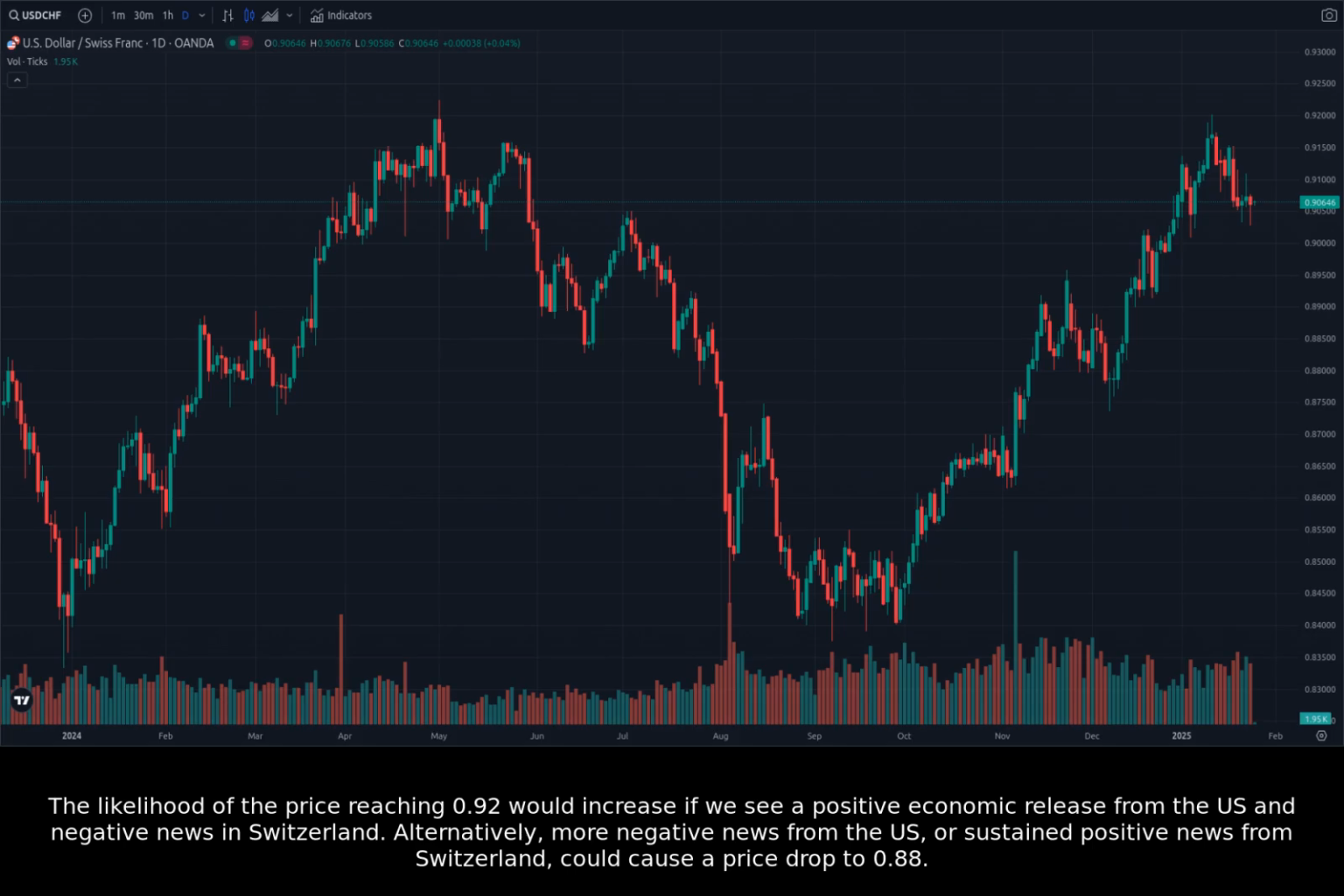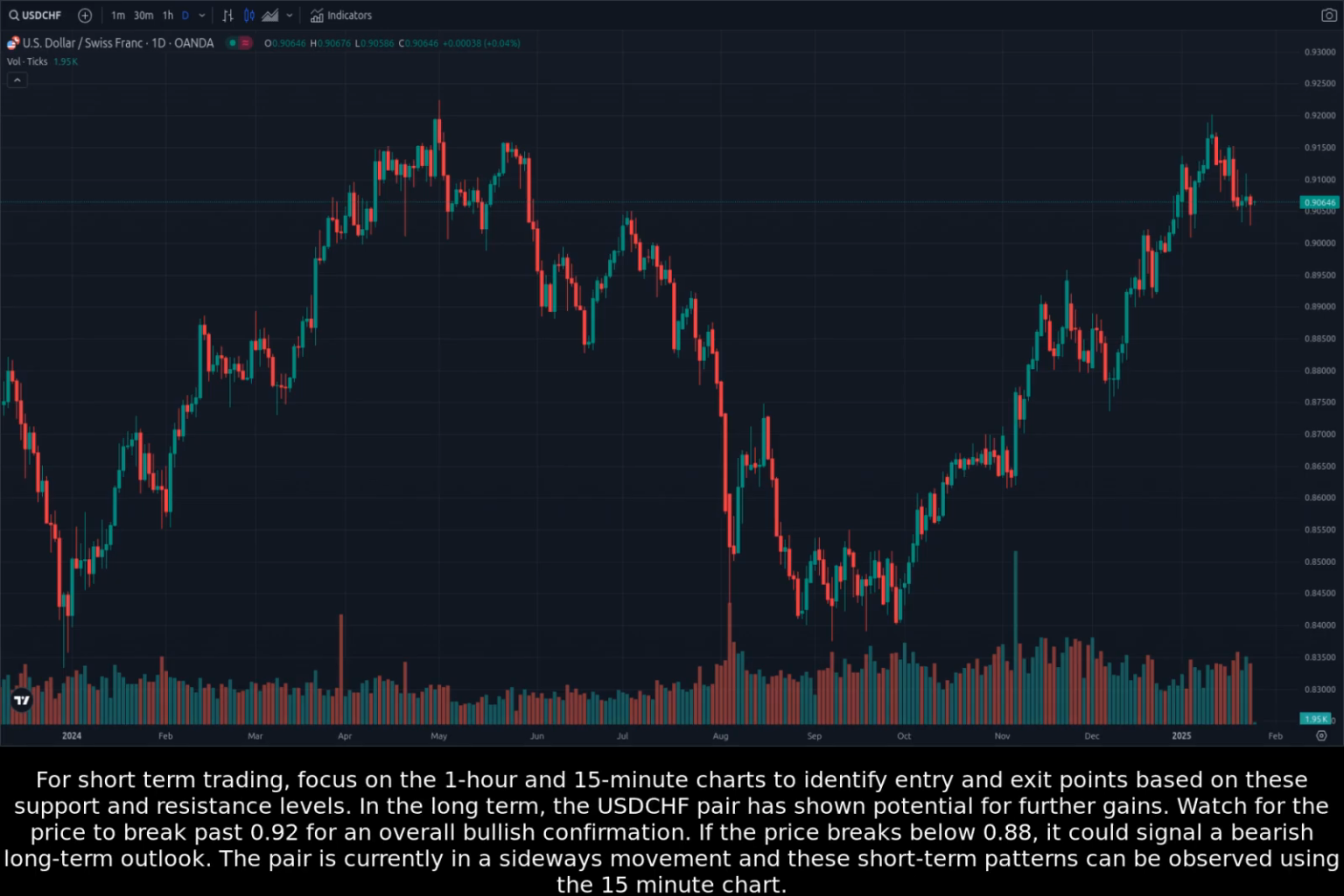The likelihood of the price reaching 0.92 would increase if we see a positive economic release from the US and negative news in Switzerland. Alternatively, more negative news from the US or sustained positive news from Switzerland could cause a price drop to 0.88. For short-term trading, focus on the 1-hour and 15-minute charts to identify entry and exit points based on these support and resistance levels.